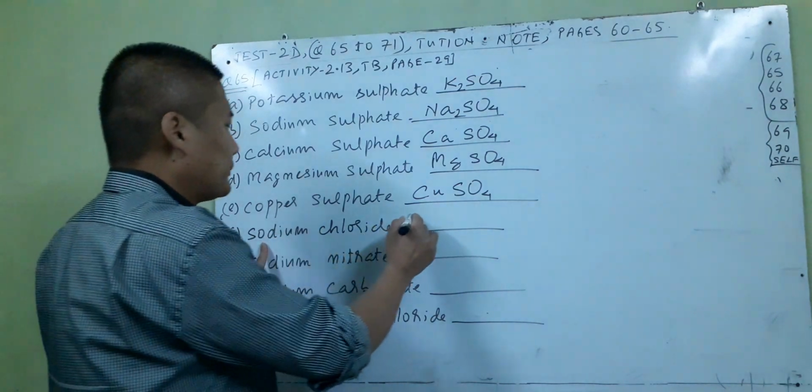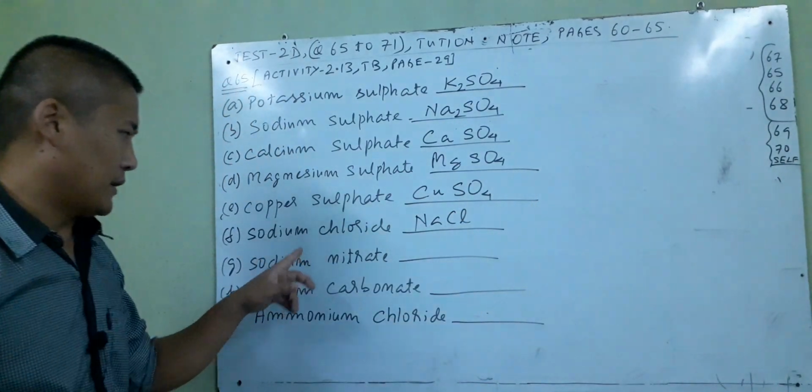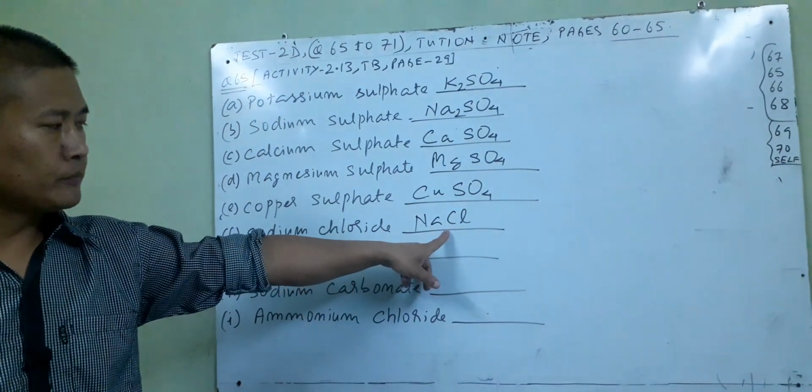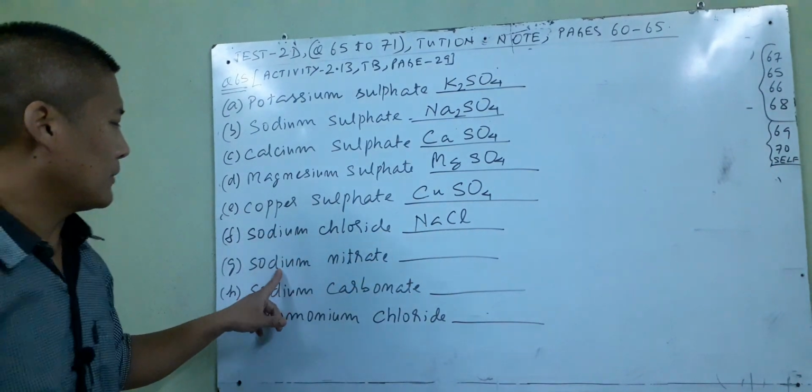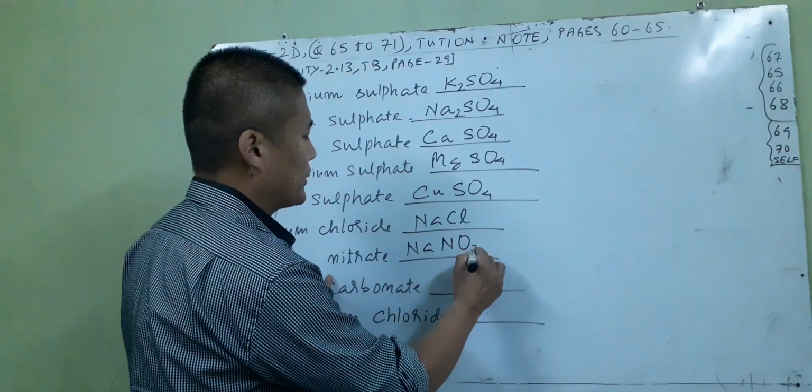Now, sodium Na1+, chloride ion Cl1−, both 1, NaCl. This is the salt we put in our sabji every day, right? So sodium Na1+, nitrate ion NO3 1−.